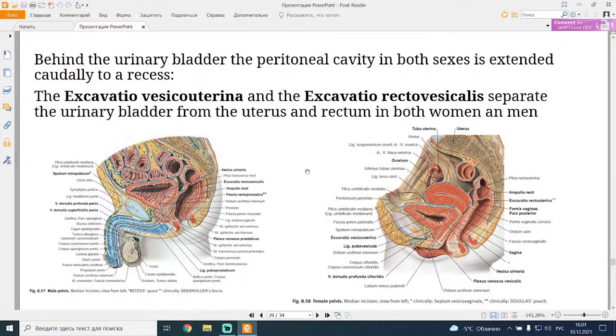Behind the urinary bladder, the peritoneal cavity in both sexes is extended caudally into recesses. It is the excavatio vesico-uterina and excavatio recto-vesicalis, which separate the urinary bladder from the uterus and rectum in women, and in men the excavatio recto-vesicalis.